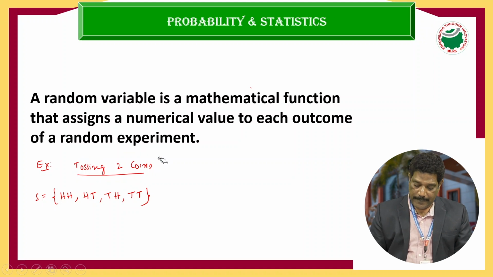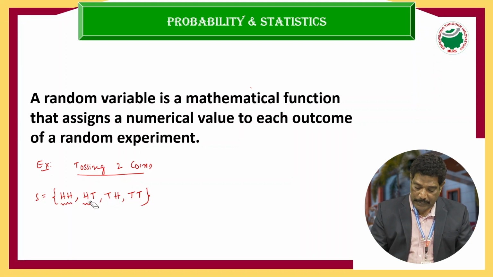Okay. So here what are the events of the sample space? Here S will be the sample space. In the sample space, what is the first outcome? HH, that means both the coins fall head. In the second one, the first coin falls head and the second coin falls tail. In the third one, the first coin falls tail and the second coin falls head. In the fourth one, both the coins fall tail.